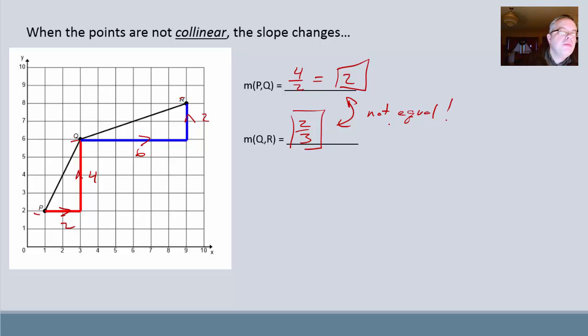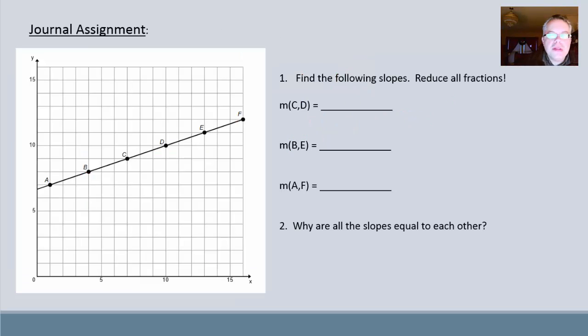Time for the journal assignment already. Here we have a line. All these points are collinear. They lie on it. I want you to compute the slopes between the given points and reduce the fractions. And what you should see, surprise, surprise, is that they're all the same fraction. It's because they're all collinear. Go ahead and enter this in your journal, and we'll see you next time.